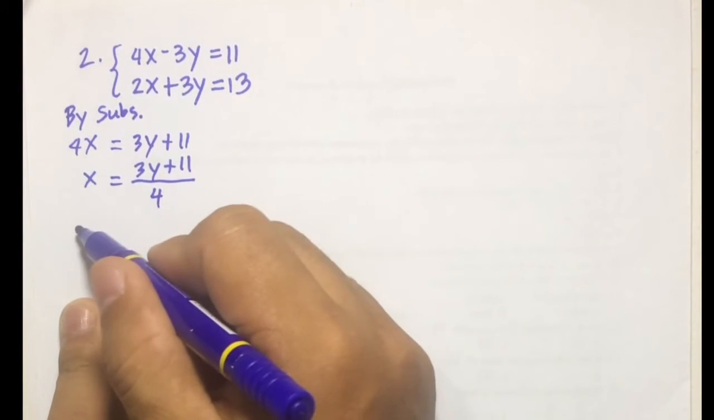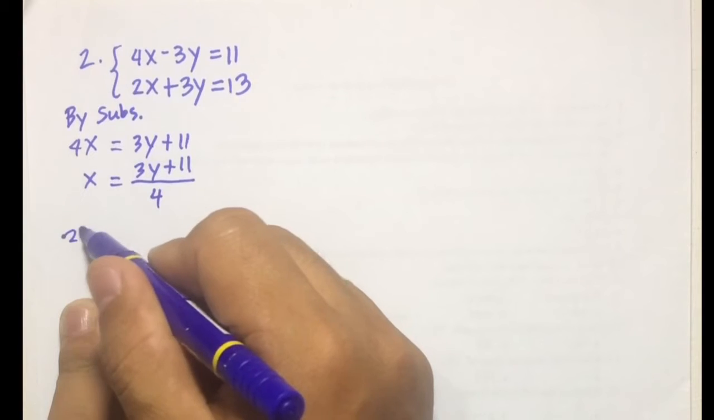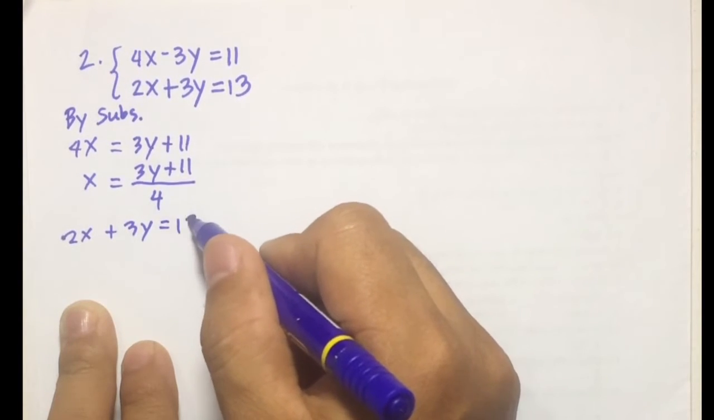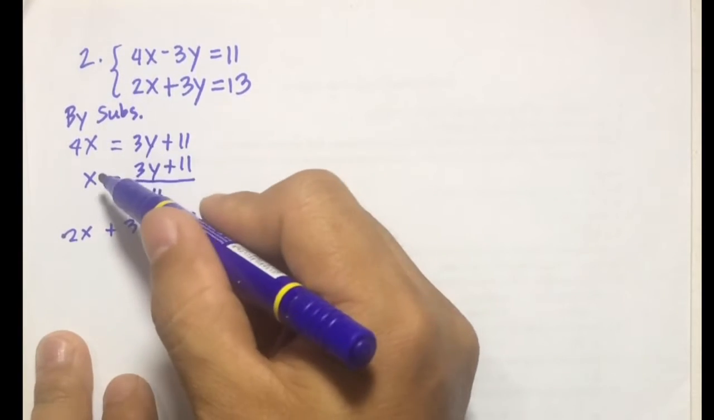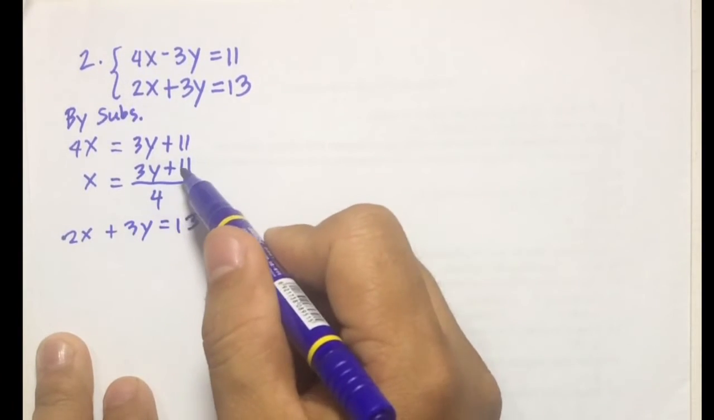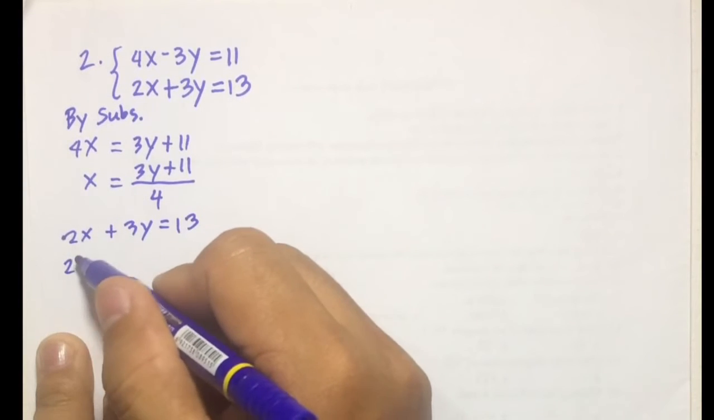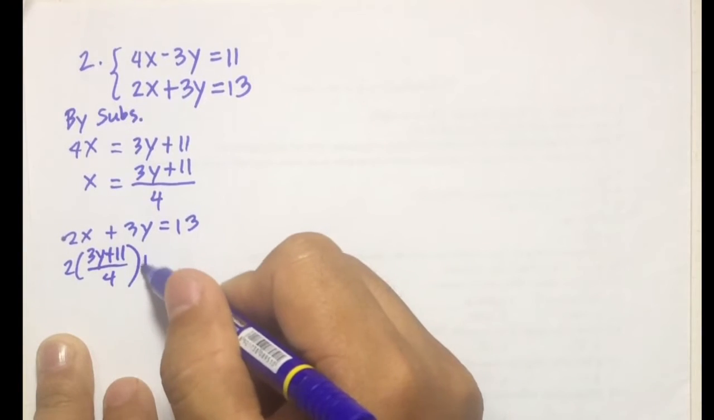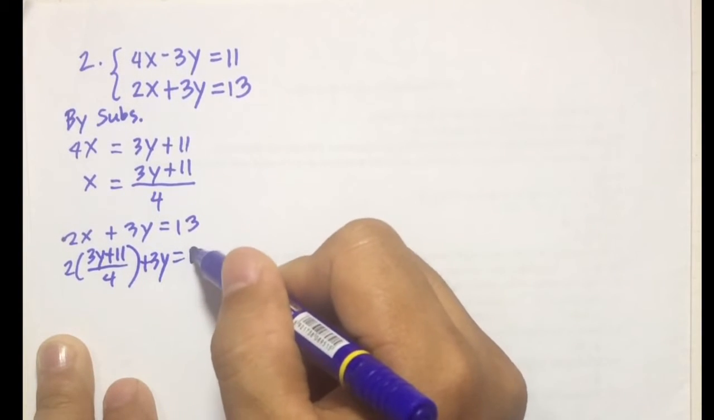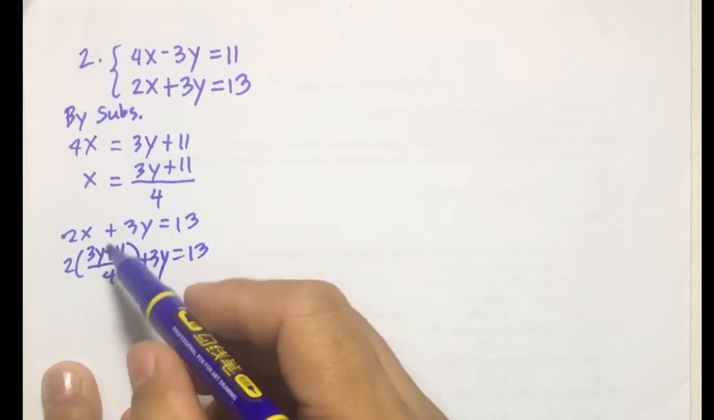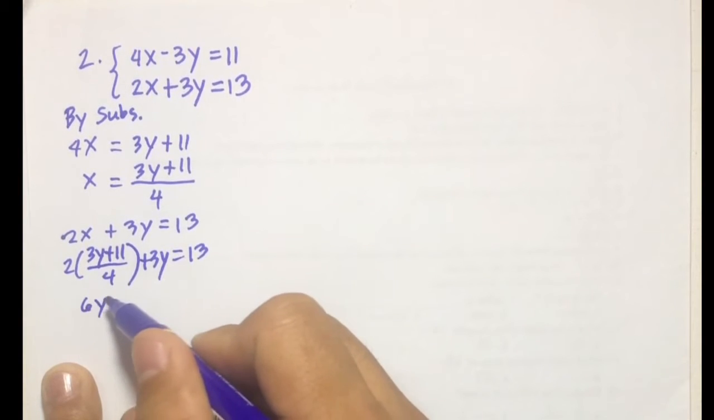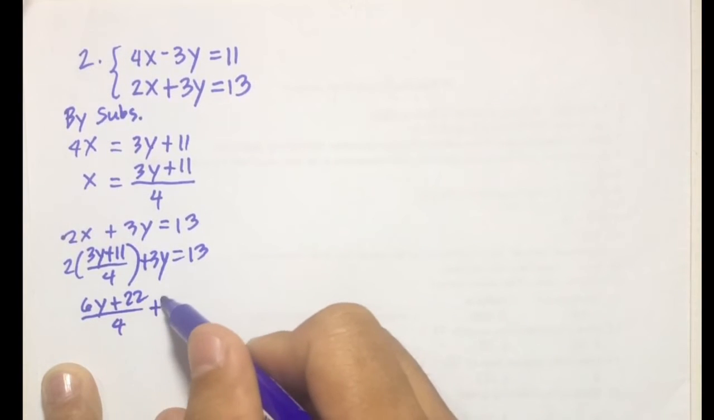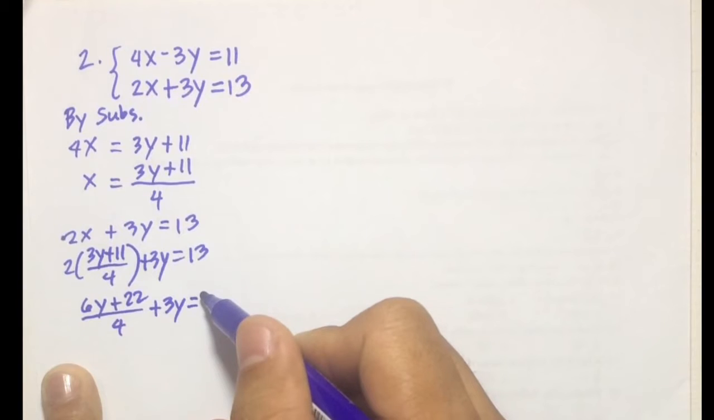So we're going to have here equation number 2, 2x plus 3y equals 13. Then we're going to substitute x with 3y plus 11 over 4. So we're going to have 2 times 3y plus 11 over 4, plus 3y equals 13. Then multiplying here, we have 6y plus 22 over 4 plus 3y equals 13.